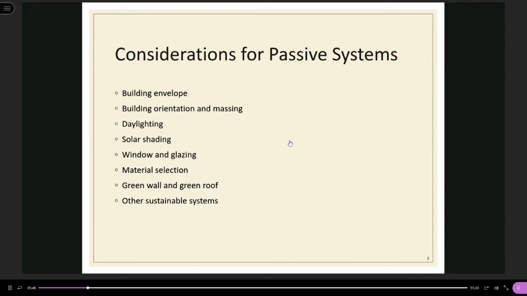And the building orientation and massing. Building orientation is which facade, whether of the building or the windows, is facing which direction. And building massing is about the thickness of the walls, whether you use thick walls or double glazing windows, or what the form of the building is. It is like a cube, or a very tall building, or a very wide building.